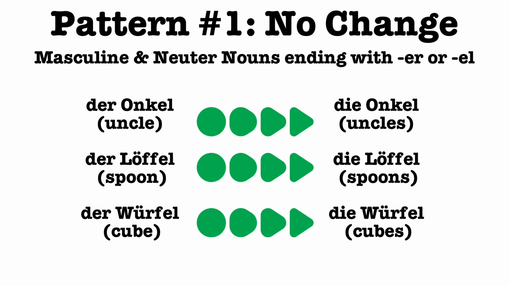You can actually generalize this rule a bit more and say that masculine and neuter nouns that end with either el or er don't change in the plural form. Instead, they simply change the article. Der Onkel, die Onkel, der Löffel, die Löffel, der Würfel, die Würfel.